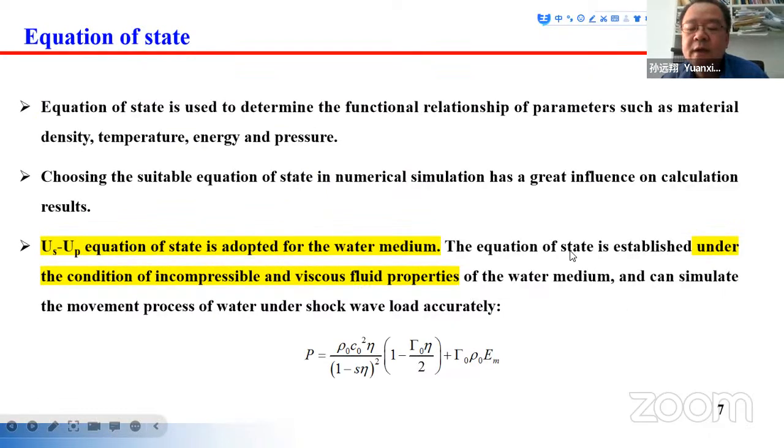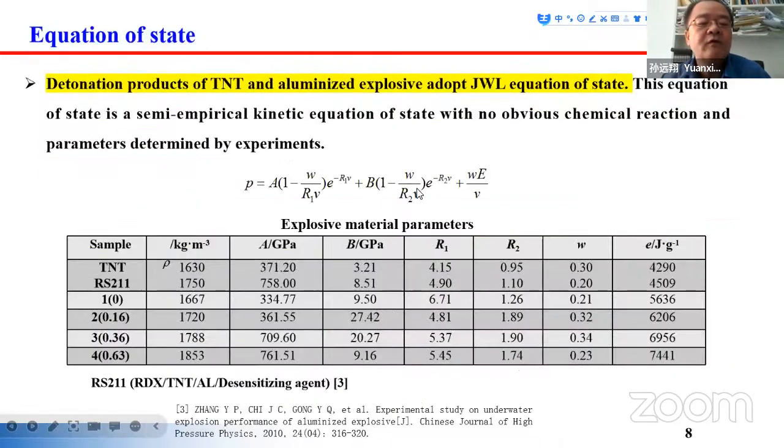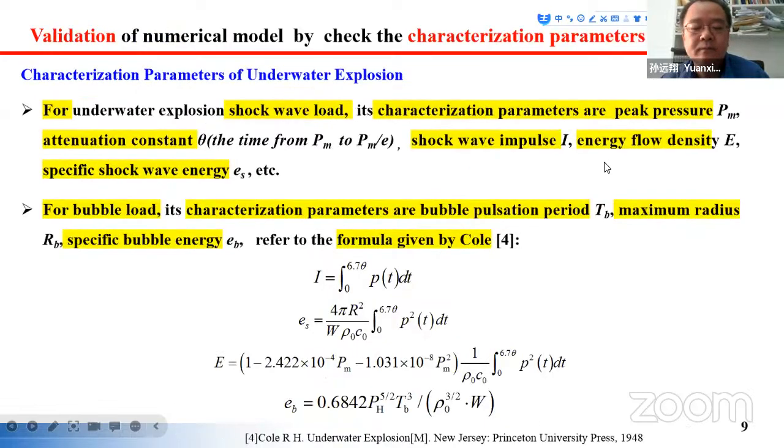It is established under the condition of incompressible and viscous fluid properties. For the TNT and the aluminized explosive, we use the JWL equation of state.